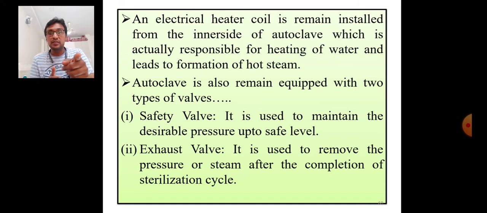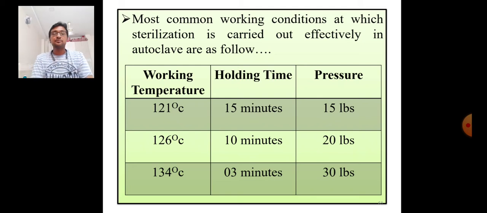By making use of this second valve, that is the exhaust valve. Now student, try to understand. The exhaust valve is used to remove the pressure or the steam after the completion of the sterilization cycle, while the safety valve is used to maintain the desirable pressure up to the safe level. Okay, moving on to the next slide.